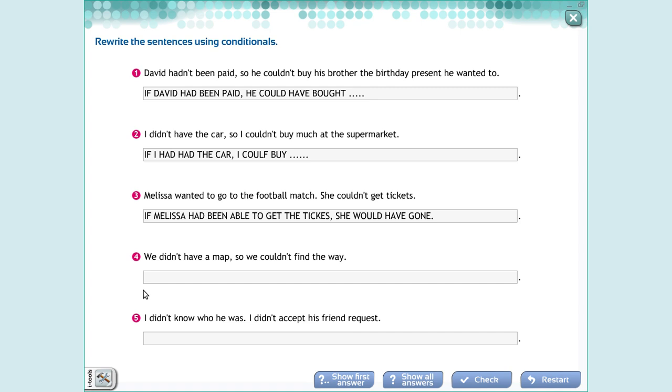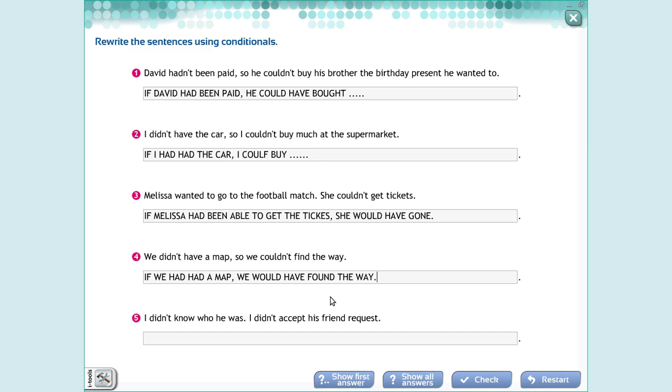We didn't have a map, so we couldn't find the way. Se nós tivéssemos um mapa, nós teríamos encontrado o caminho. If we had a map, we would have found the way. Can I change? No, because it's past. Okay? Se nós tivéssemos um mapa, nós teríamos encontrado o caminho. Já passou a oportunidade.